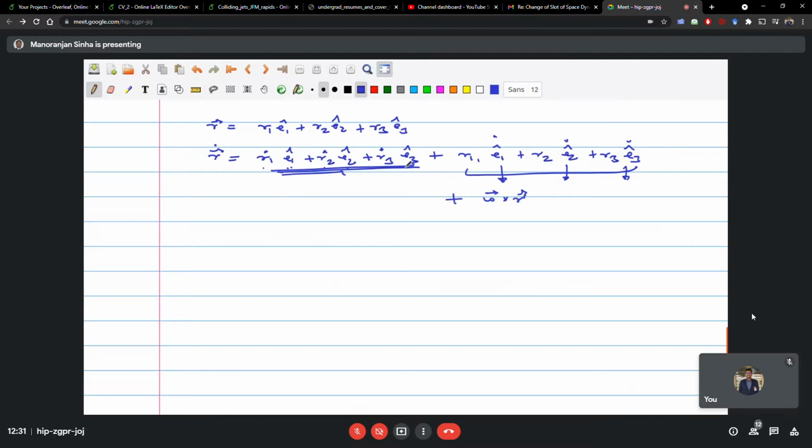So this is in 3 dimensions, and this is equivalent to dr by dt in the body frame, because here only R1 is changing, here R2 is changing, R3 is changing. So this is the change in the body frame. And the other is the change in the inertial frame.